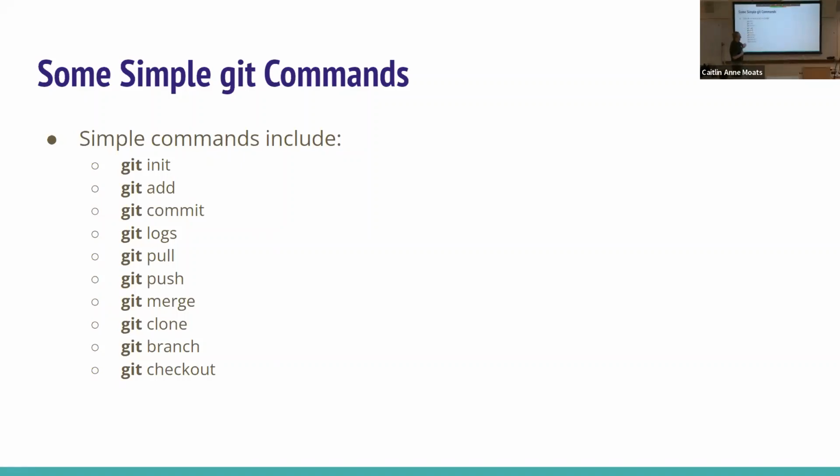Okay, there's git log, it's actually singular. Log just lists the set of commits that you have, so it more or less gives us a history. We already talked about pull and push.